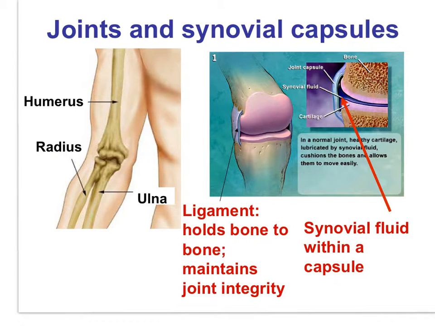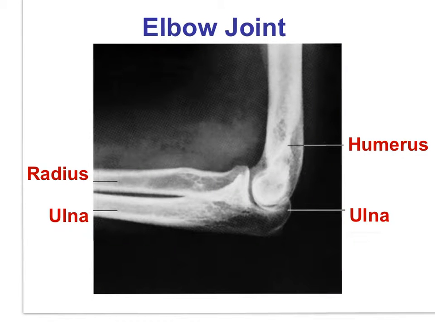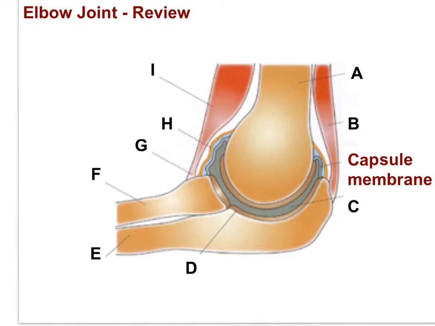Here's another image of a synovial joint. It's on the right side of this image. You can see the capsule with the fluid enclosed within. The bones that articulate at a joint are held together by ligaments, as can be seen here, and the elbow is a synovial joint. Here is an X-ray of an elbow joint with the humerus, the ulna, and the radius all properly identified. Here's a chance to review all of the structures associated with the elbow joint.